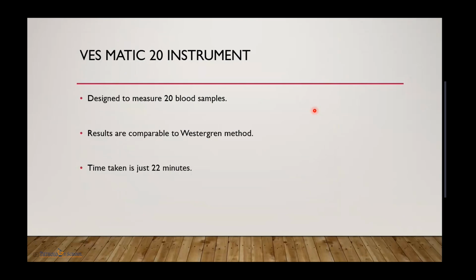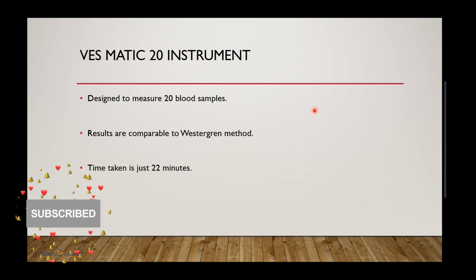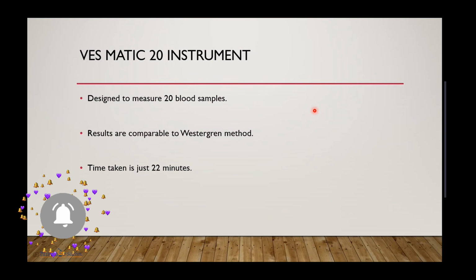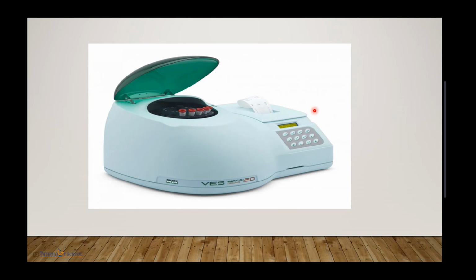Next method is VESMATIC 20 instrument. It is basically designed to sample 20 samples at the same time, and the results are very much comparable to the WESTERGREN'S method, and the time taken is also around 20 minutes. This is a diagram of VESMATIC 20.